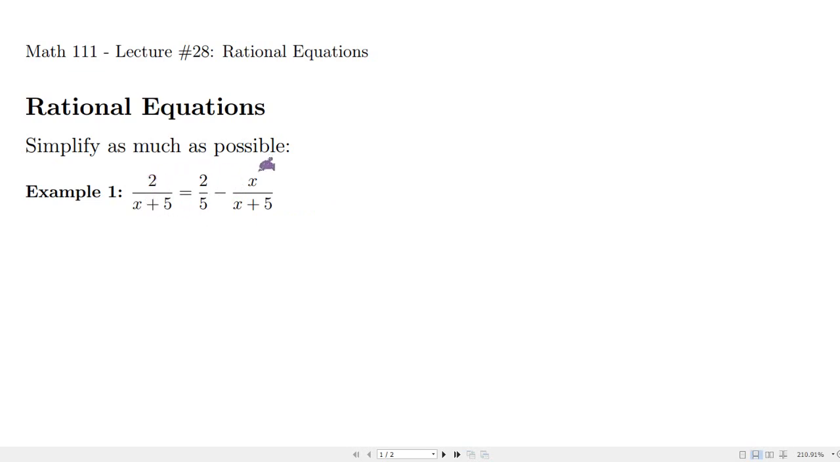So these fractions are already factored, and we can just look at these and see what are the missing factors. So this is missing a 5, this is missing x plus 5, this is missing x plus 5. So one method is to multiply by the least common denominator. So what would the least common denominator be? Well, the denominator would have 5 times x plus 5. So what we're going to do is multiply by that.